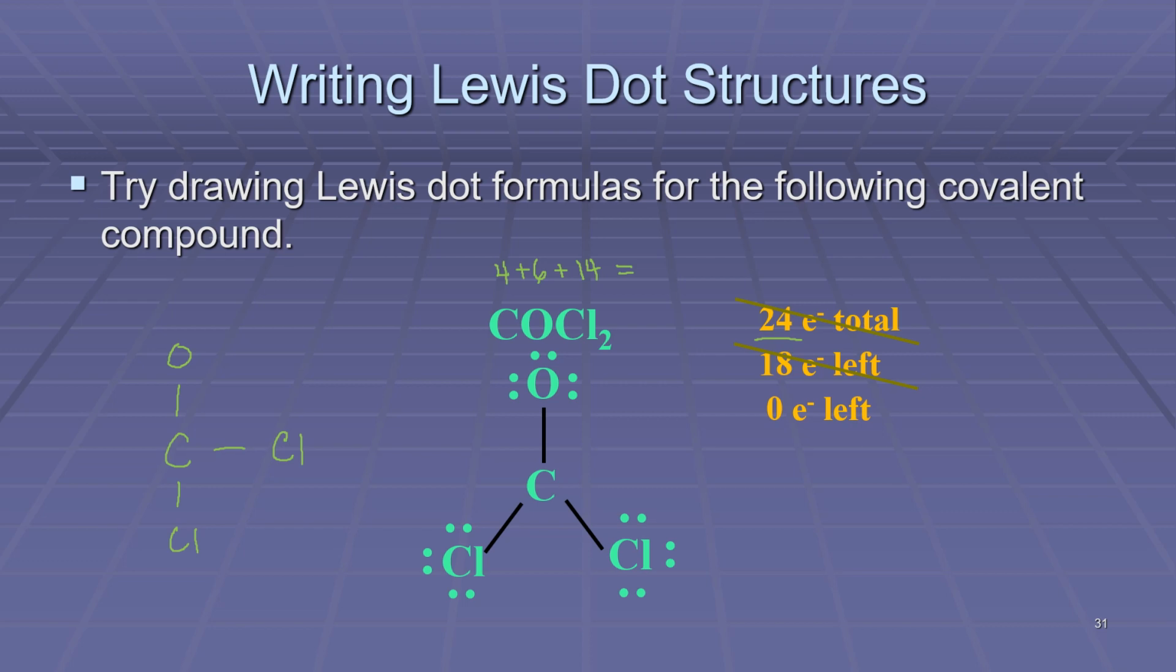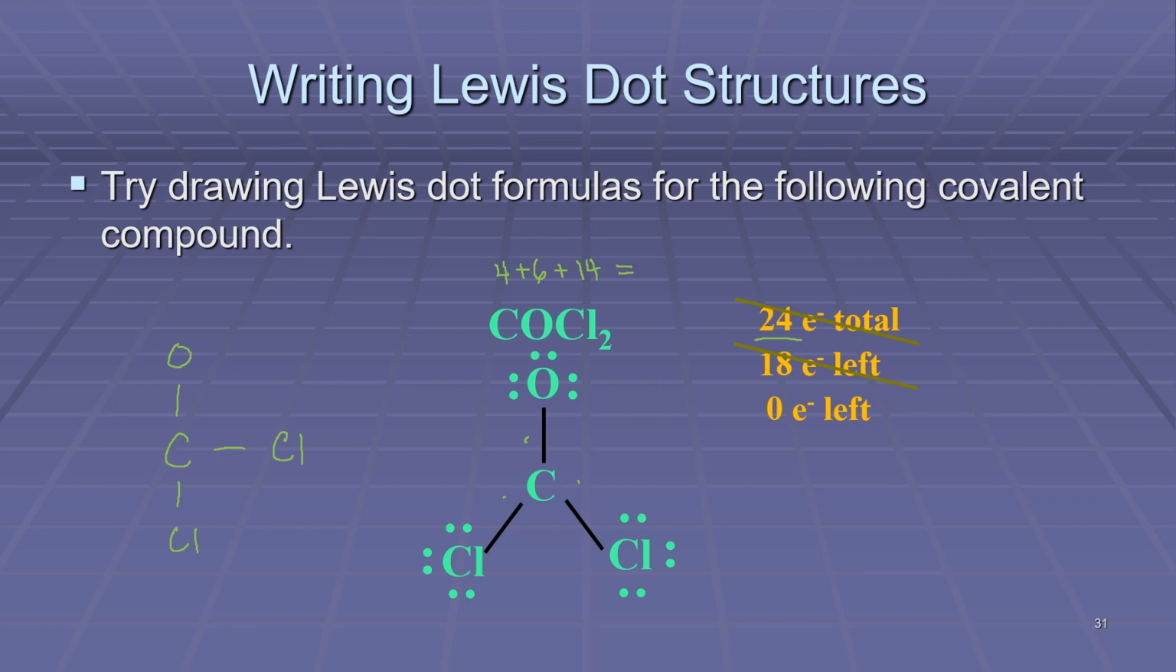And actually beryllium and boron can be exceptions, but I'll mention that later. Anyway, most all other elements want to have 8. So if you notice here, carbon only has 2, 4, 6. It's not happy. Chlorine's happy, oxygen's happy, they're all happy, but carbon's not happy.